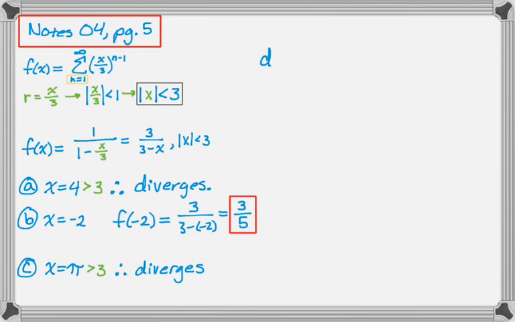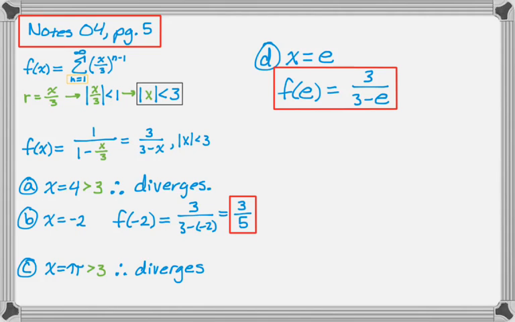And then finally we have x equals e. Well, e is like 2.718, so that's in the interval of convergence. So f of e is 3 over 3 minus e. And there you go. So that's the entirety of the first question. It's just that I answered it out of order, so let's just make sure it kind of looks right.